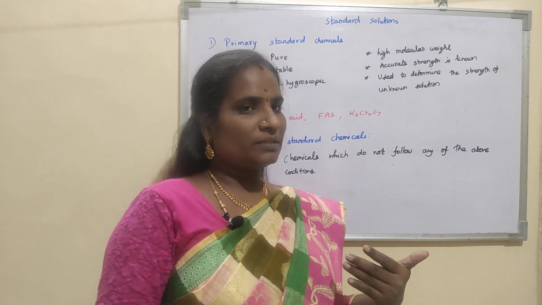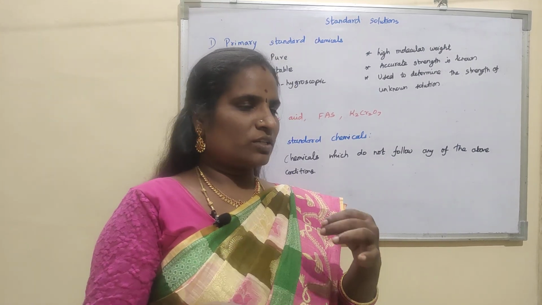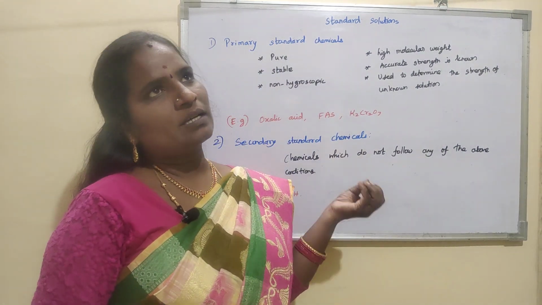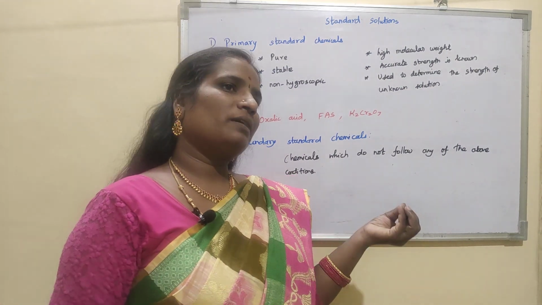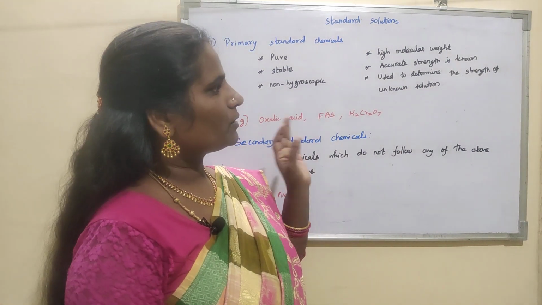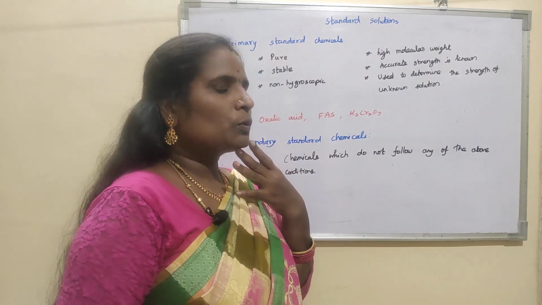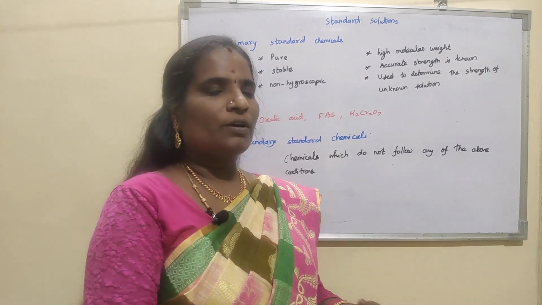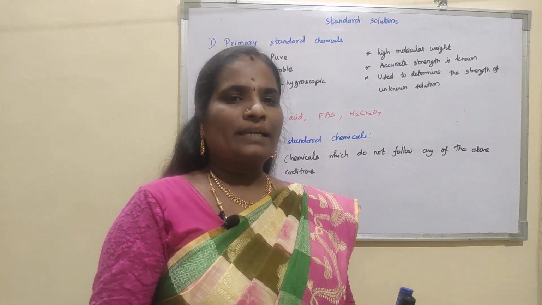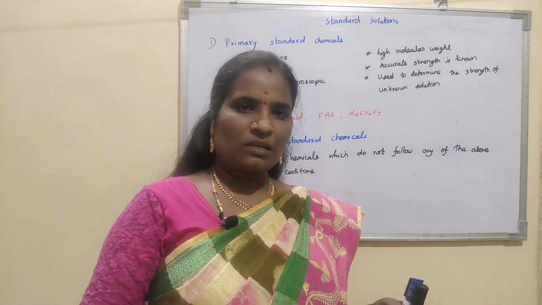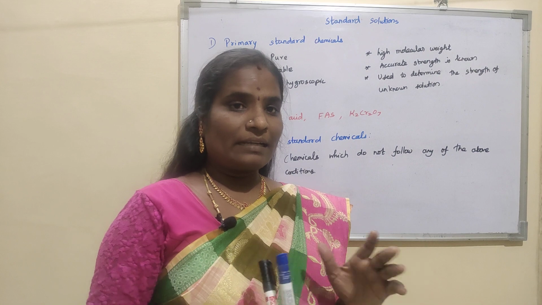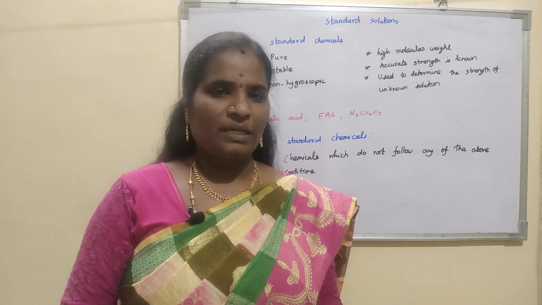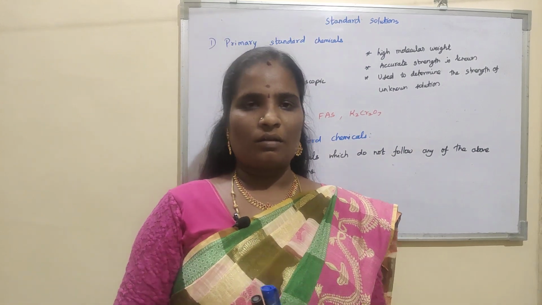In volumetry, we end up with errors. Even when we change 0.1 ml, it can make a large error. So if you have a primary standard chemical substance with high molecular weight, it can minimize the errors. And accurate strength can be known. For example, if I weigh 63 gram of oxalic acid and dissolve it in a 1 liter standard measuring flask, I get 1 normality of oxalic acid solution. I can keep it for even a month. It won't change its concentration.